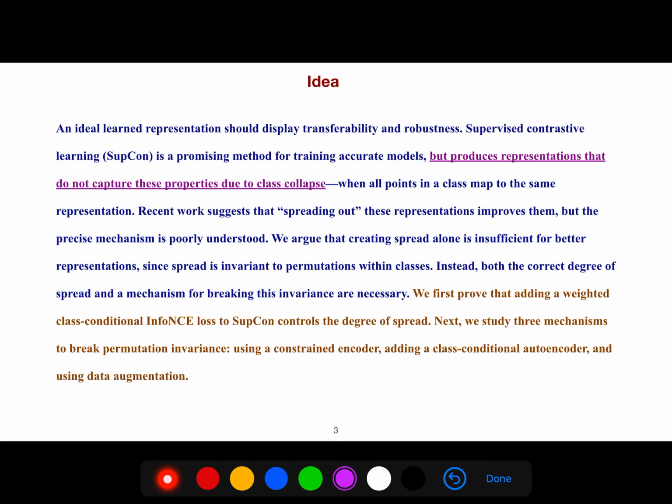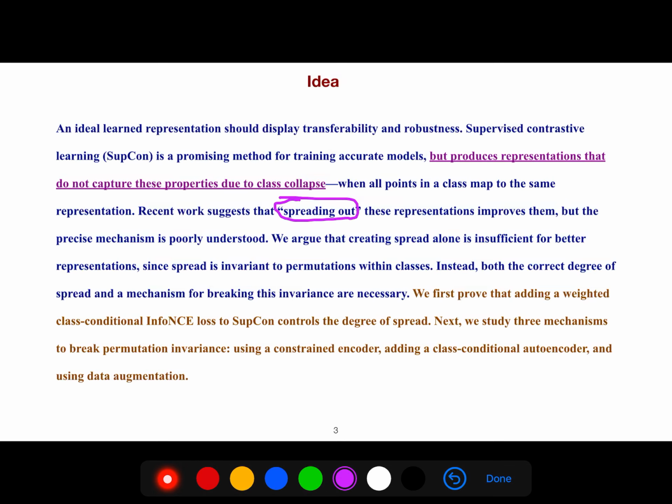An ideal learned representation should display transferability and robustness. Supervised contrastive learning is promising for training accurate models, but produces representations that do not capture these properties due to class collapse, when all points in a class map to the same representations. Recent work suggests that spreading out these representations improves them, but the precise mechanism is poorly understood.